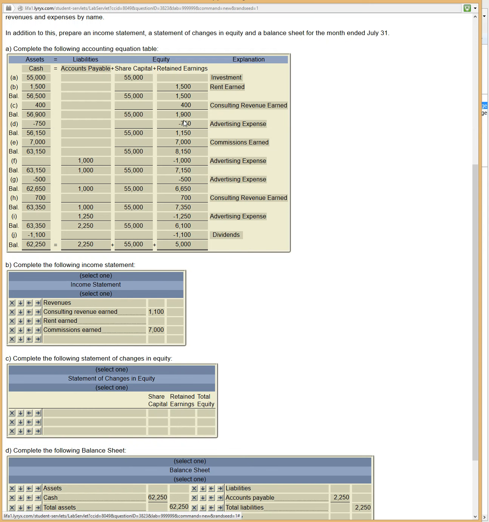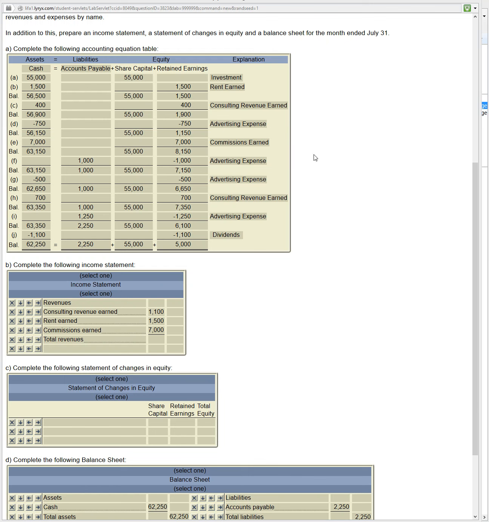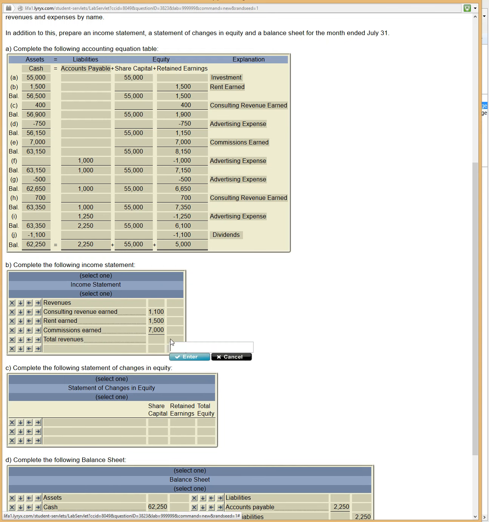Rent, we have the one rent earned, $1,500 in transaction B. So let's put that in. And of course, that's going to give us total revenue. So our total revenues will be the sum of those three. So total revenues of $9,600.